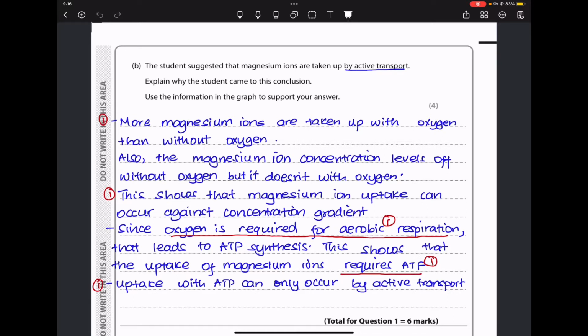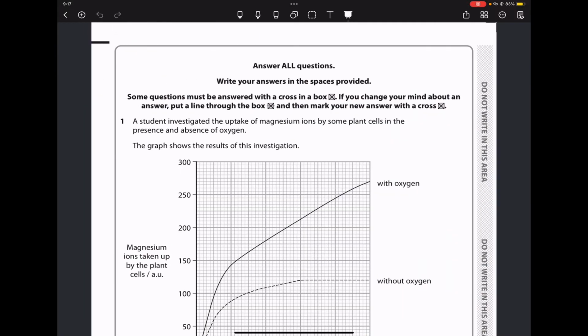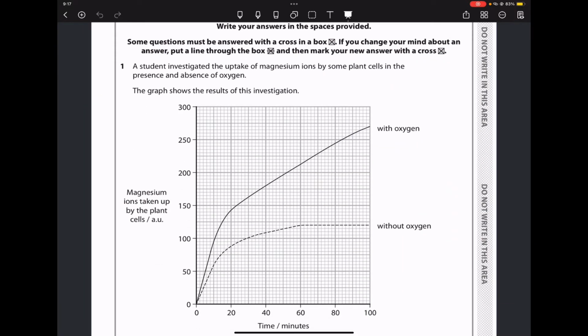In part B, the student suggested that magnesium ions are taken up by active transport. Explain why the student came to this conclusion. They want you to use the information in the graph to support your answer. This is true because we saw from the graph, let me take you back, there was more magnesium ions uptake in the presence of oxygen, and that means this process is going to be more aerobic, involving active transport, because when respiration, or aerobic respiration occurs, ATP is produced, and that is going to be used in active processes.